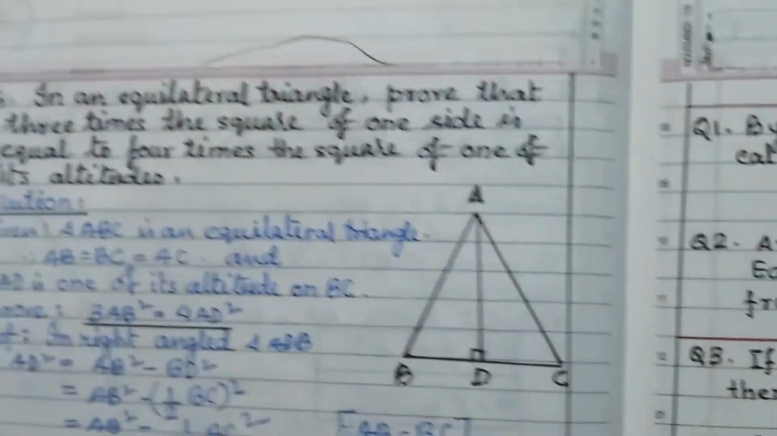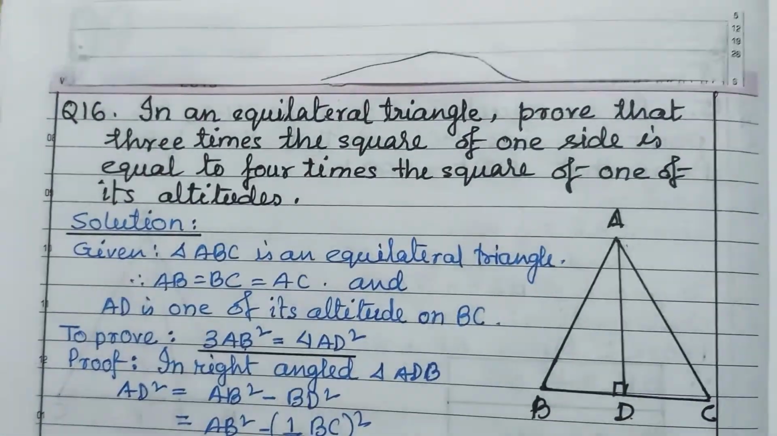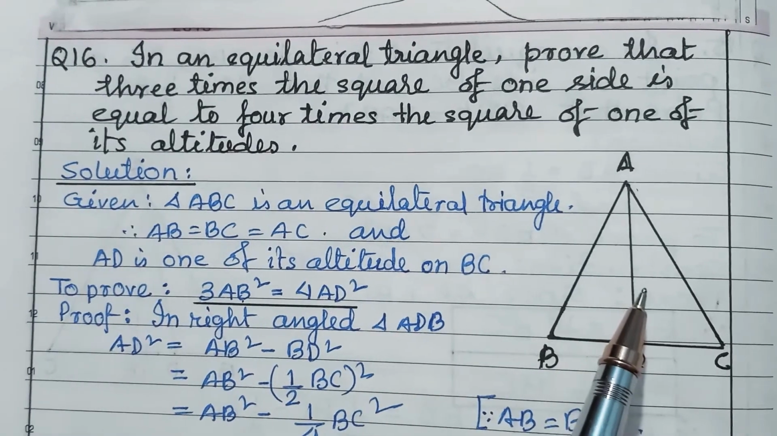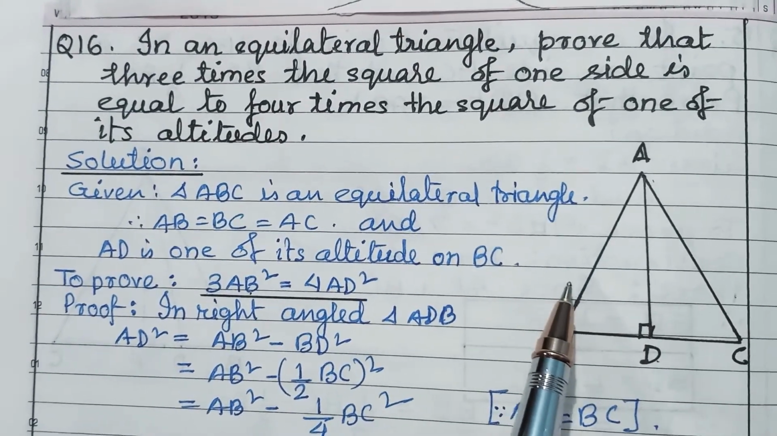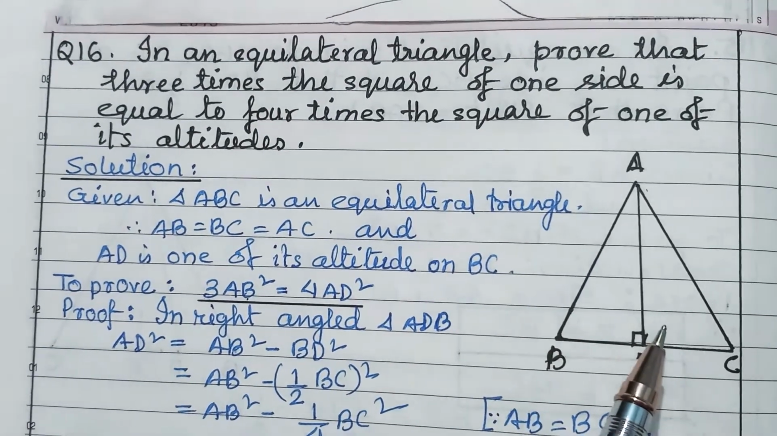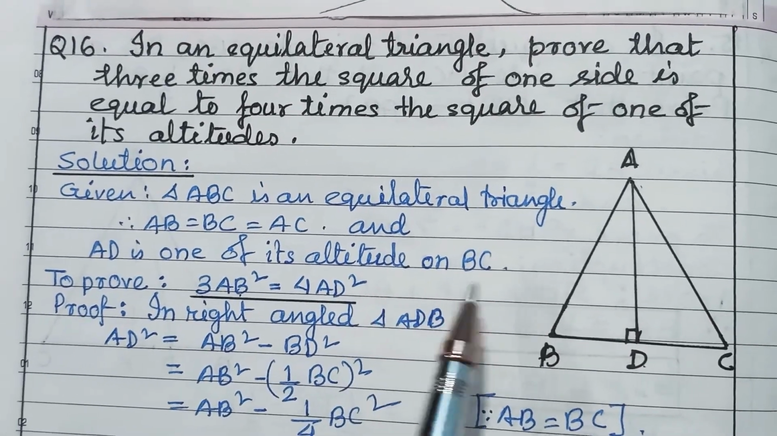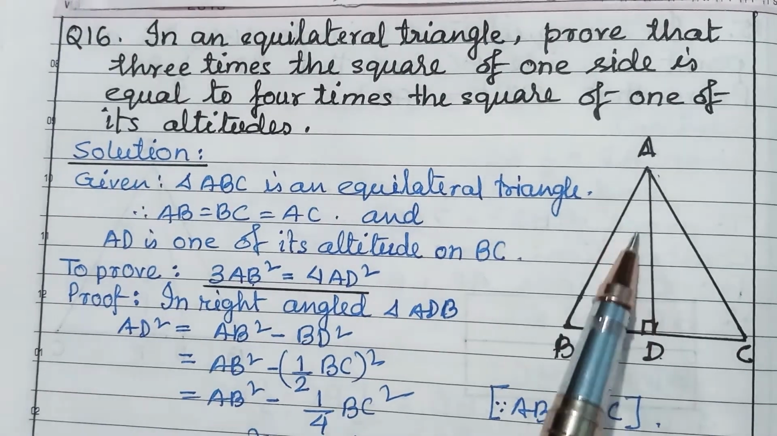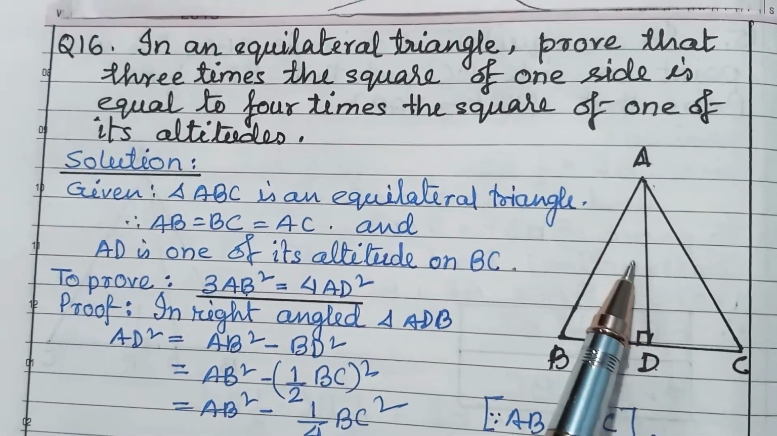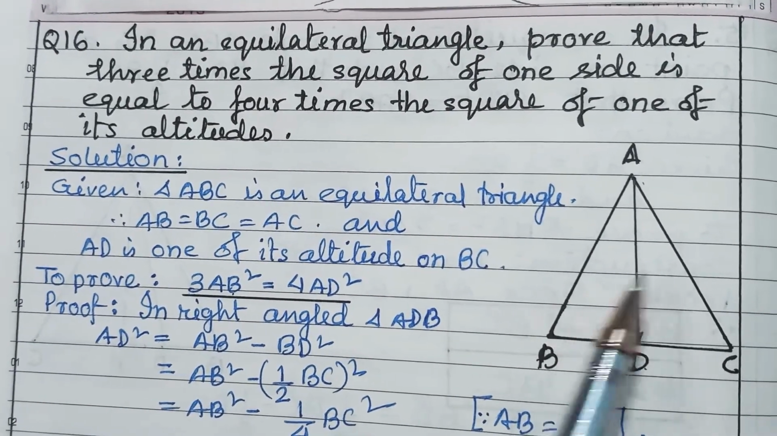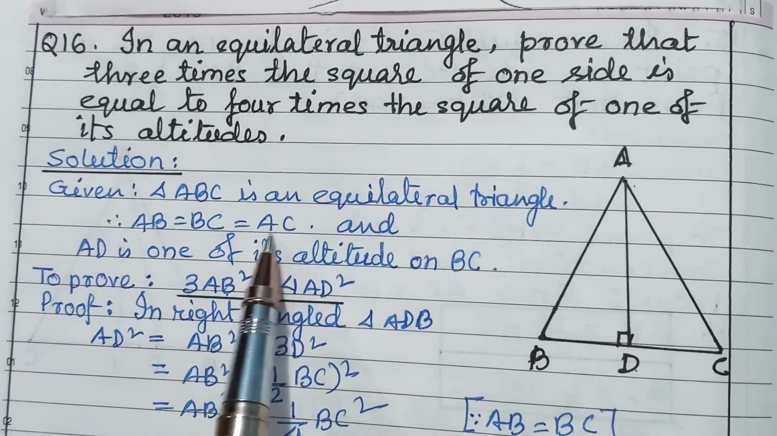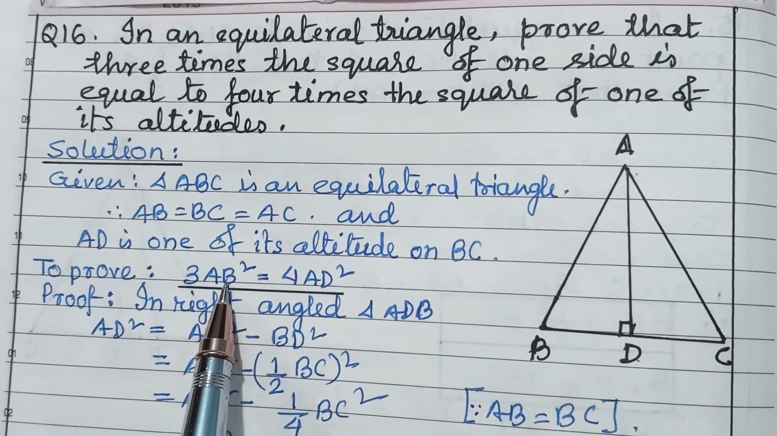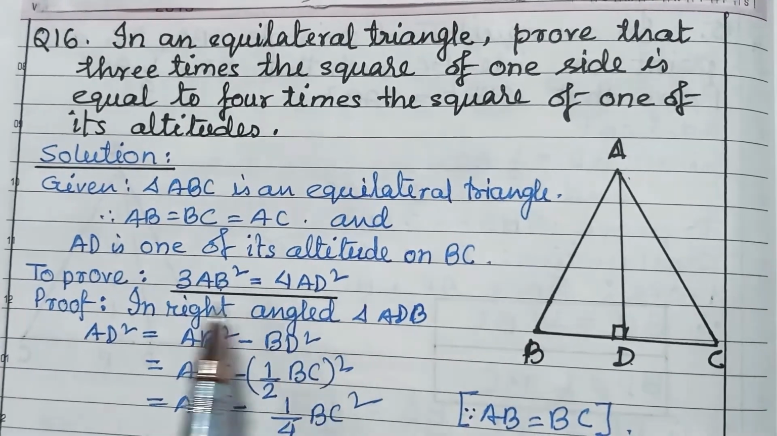Next question is question number 16. It is the second last question. In an equilateral triangle, prove that 3 times the square of one side is equal to 4 times the square of one of its altitudes. This altitude is the AD and all three sides are equal. AB is equal, BC equal to AC. AD is an altitude. To prove 3AB square is equal to 4AD square.